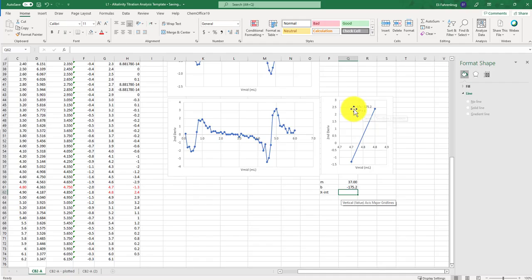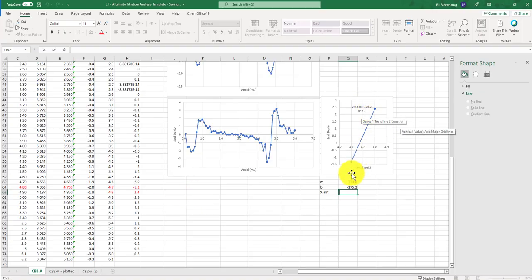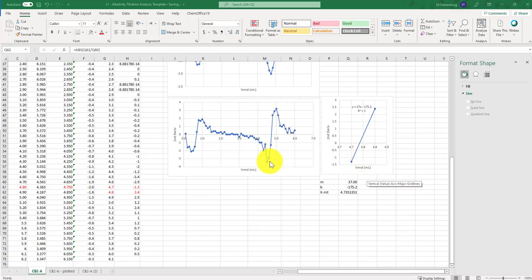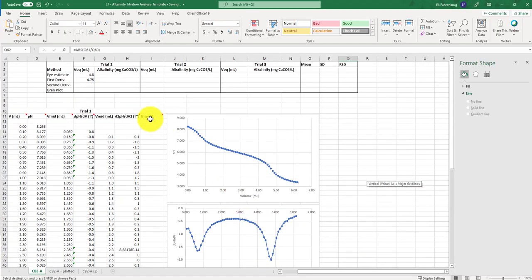So if we do the algebra and solve for x when y equals 0, then that's the same as just dividing the slope into the intercept, the absolute value of that. So I can say equals abs for absolute value. That just gets rid of that negative. And then I can take the intercept, divide by my slope here, close that, and that gives me this value here. So this is our estimate of the equivalence volume from the second derivative plot, and then doing a linear or a least squares fit regression between the 2 points that span the x-axis to get an estimate of where y equals 0. So I can click on this, I can copy it, I can go up here, and then I'm going to go to paste, and I'm just going to paste that value in directly.